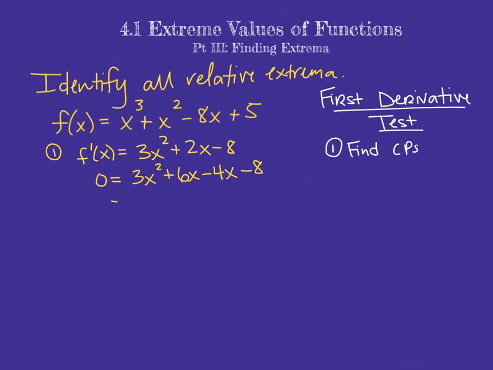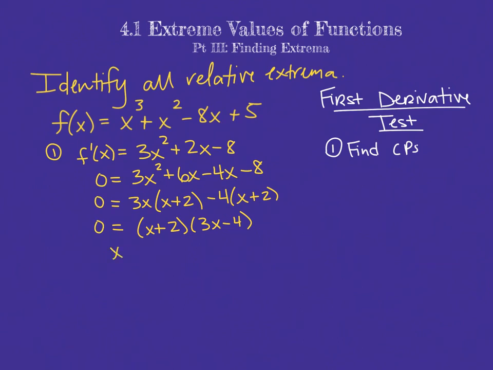Then we factor by grouping, by pulling out the GCF of the first two terms, and then doing the same thing with the last two terms. Then we end up with the GCF of x plus 2, and what remains is 3x minus 4. Setting each one of these to 0 yields the two critical points of negative 2 and 4/3. I went through that more in depth in the second video. So we found our two critical points, x equals negative 2 and x equals 4/3.